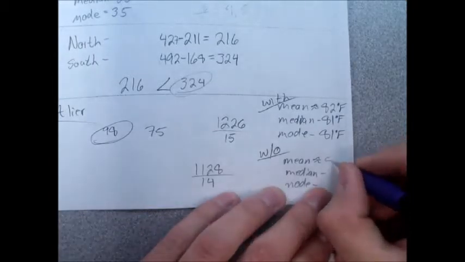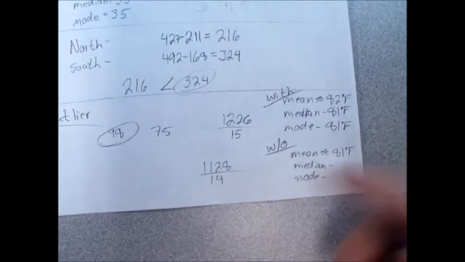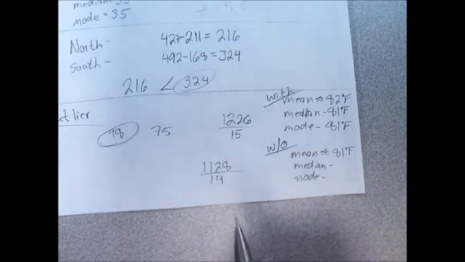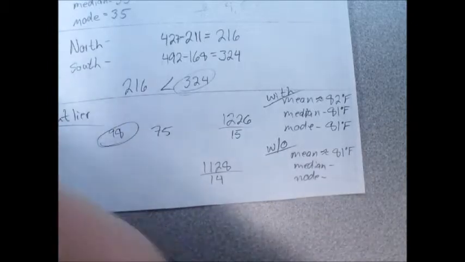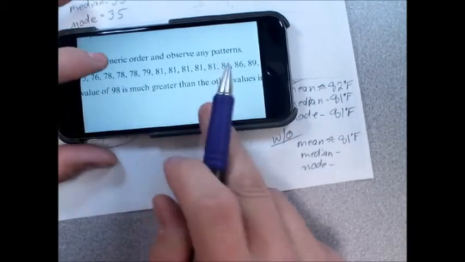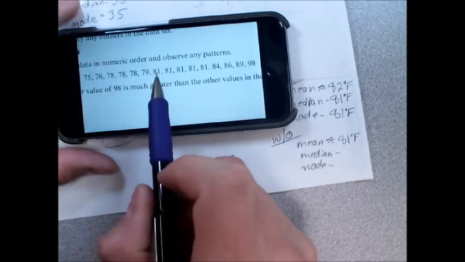80.571. So 81 degrees Fahrenheit. Again, I need to look at my median because now I have 14 numbers in my data set. I'm going to take the 7th and 8th one and find the average of it. So here's my data set. I'm going to take the 7th and 8th one. So 1, 2, 3, 4, 5, 6, 7, and 8.